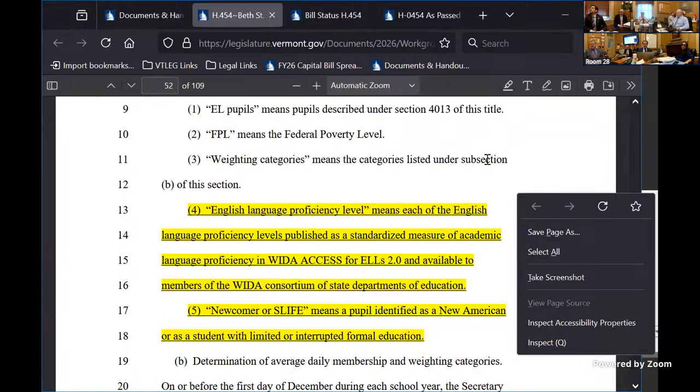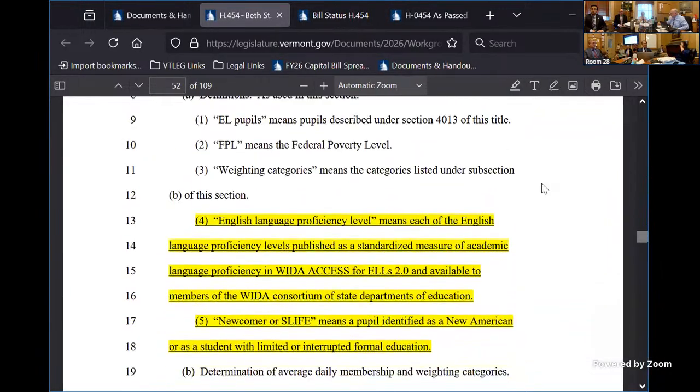What you're seeing on this first page here, we have to have new definitions for these categories. So we pick up our English language proficiency levels, which references those standardized measures of academic language proficiency, and then newcomer or SLIFE, a pupil identified as New American or student with limited or interrupted formal education.